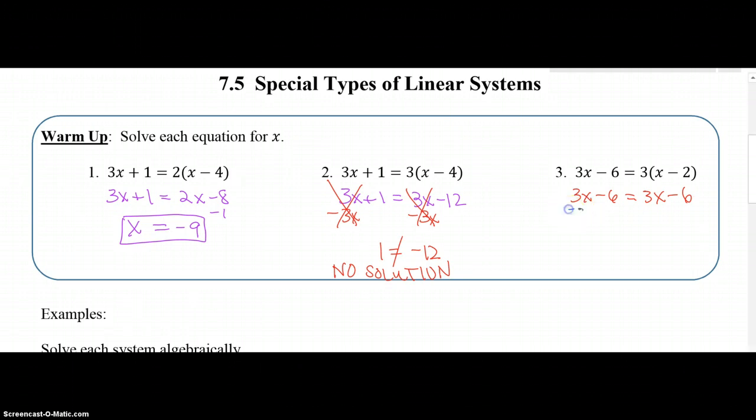If we subtract 3x from both sides, again, we see that they cancel, but this time we have negative 6 equals negative 6. Variables cancel, but we have a true statement now. Negative 6 does equal negative 6. So what does that tell us? Yes, all real numbers are infinitely many solutions. Anything you plug in there will work.